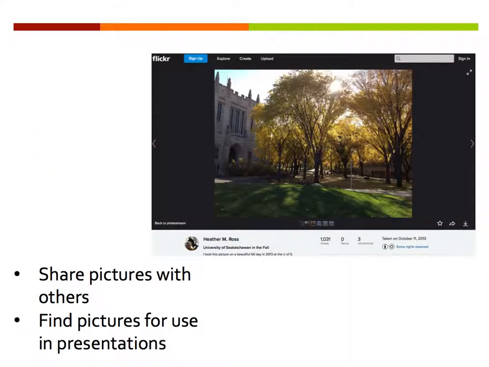You can use sites like Flickr to share pictures or to find pictures that you can use in presentations. You can also use YouTube to find videos that can be used, whether it's a TED Talk or a tutorial on something related to your class or something you're trying to learn. And it's really quite easy to find Creative Commons licensed images in Flickr, which you can use in presentations, whether they're public or private.